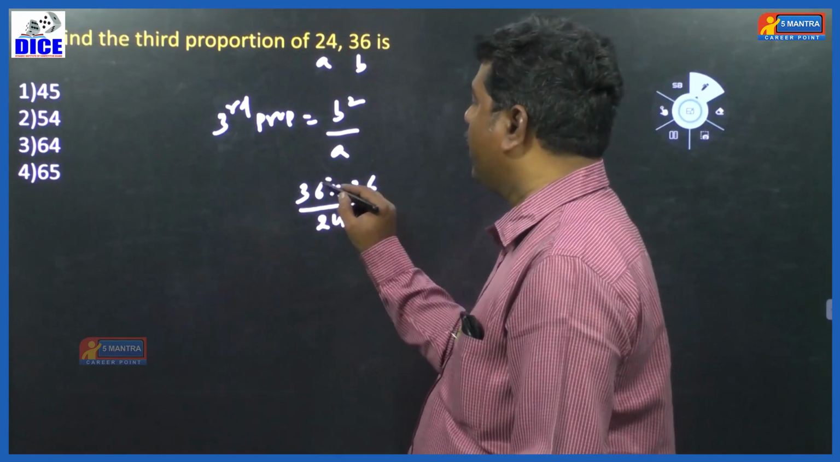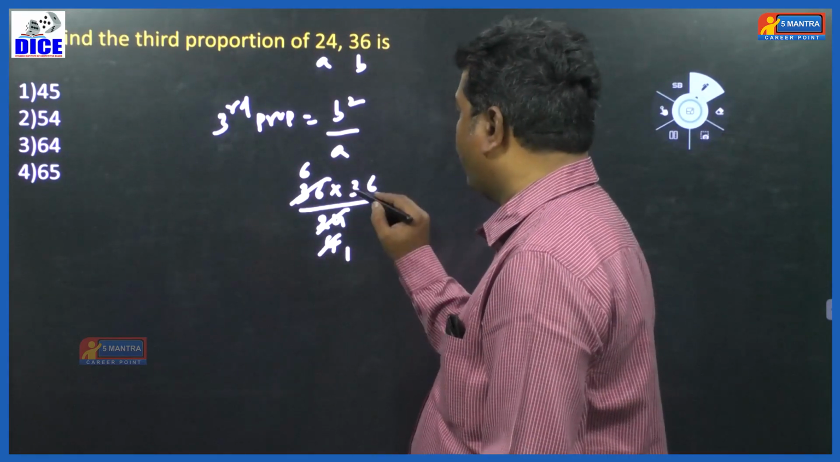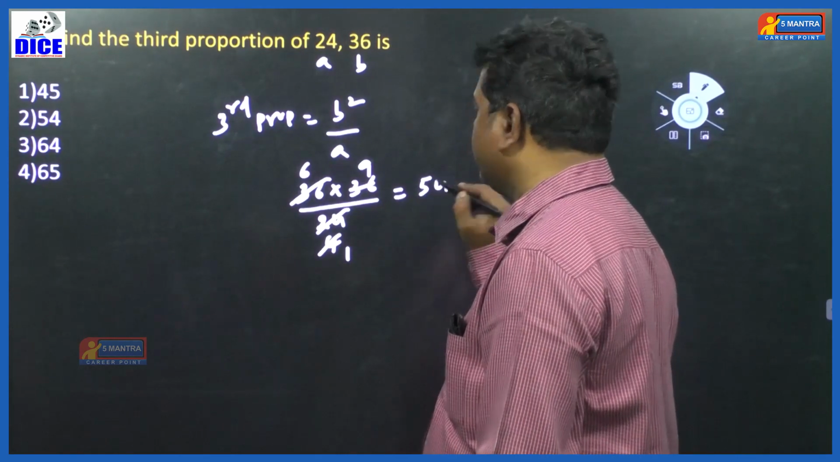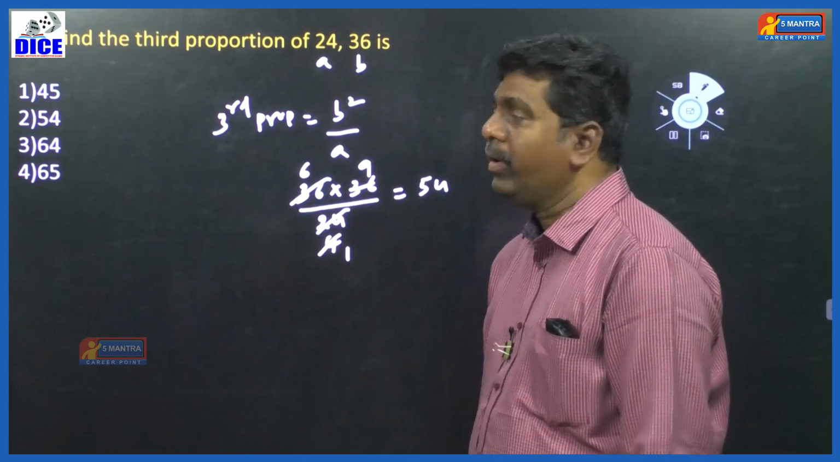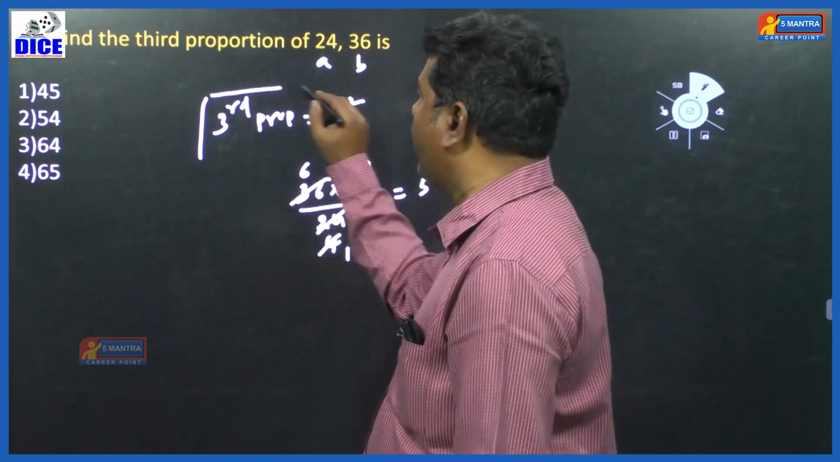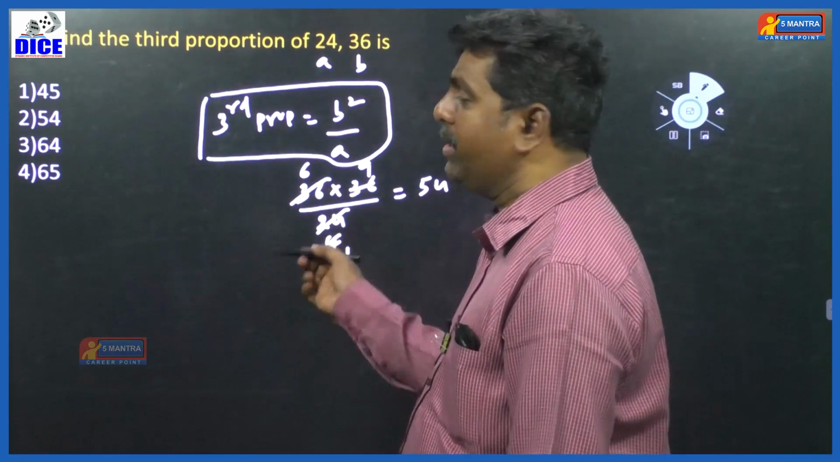Now by the 6 table: 6 6s are 36, 6 4s are 24, 6 9s are 54. 9 into 6, the value is 54. So you just have to know the formula: third proportion is equal to B square by A. If you know this formula, it is very easy to do the problem.